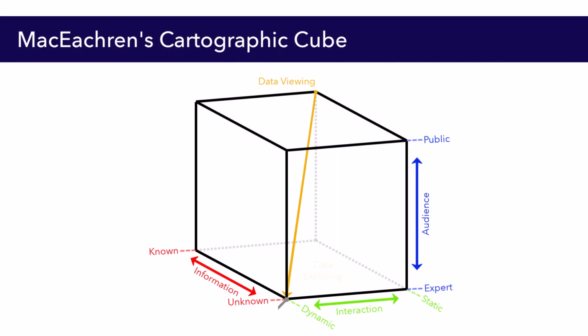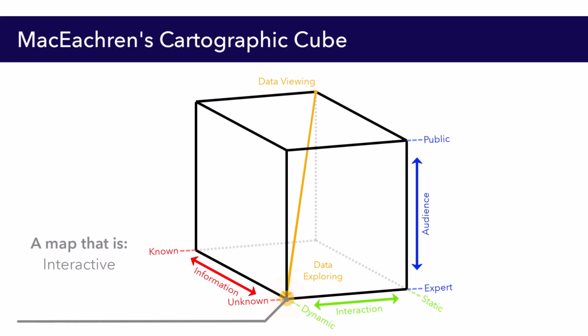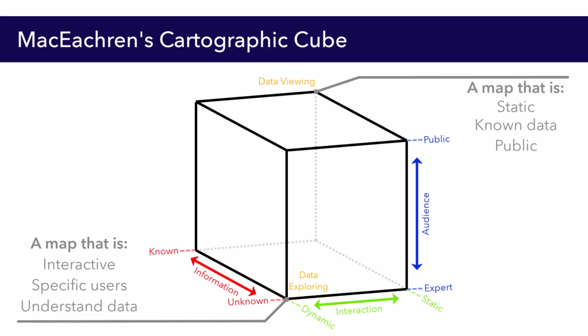At the opposite corner of the cartographic cube, a map maker would produce a highly interactive map, which a specific set or one predefined user could manipulate to explore and attempt to make sense of spatial data. Both types of maps are valuable. They just have different goals.